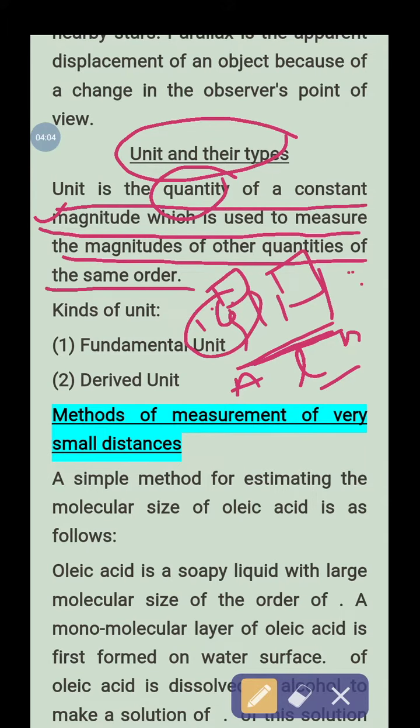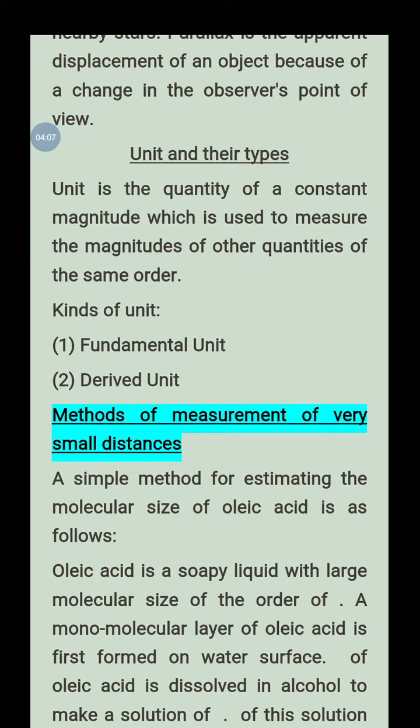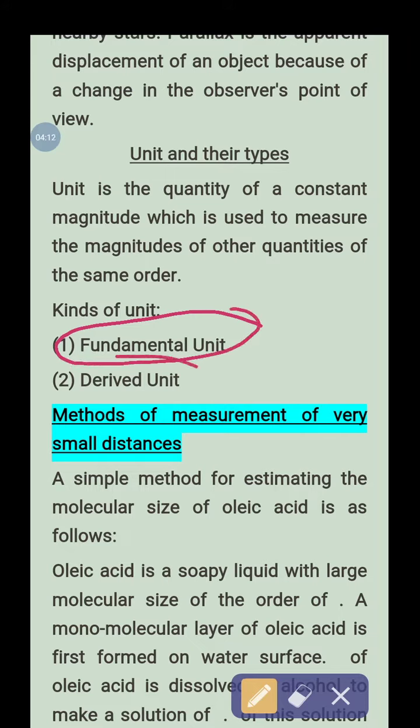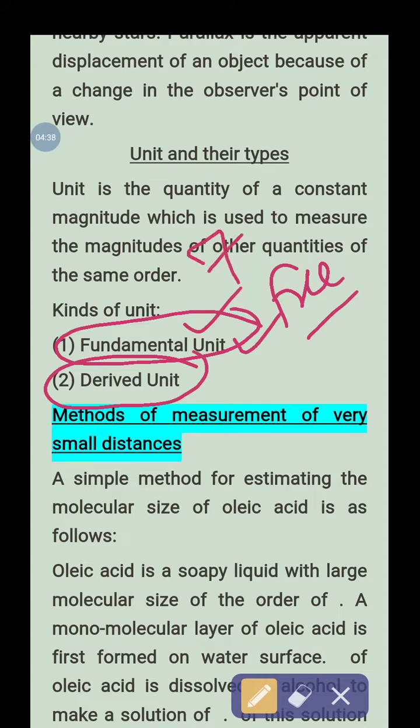Okay, kinds of units. How many kinds of units are there? There are fundamental units and derived units. These are the two types of units. Fundamental units are units that do not depend on any other unit. We can say that free units are called fundamental units, and they do not depend upon any other units. These are of 7 types, which we will study further in this chapter after a few minutes.